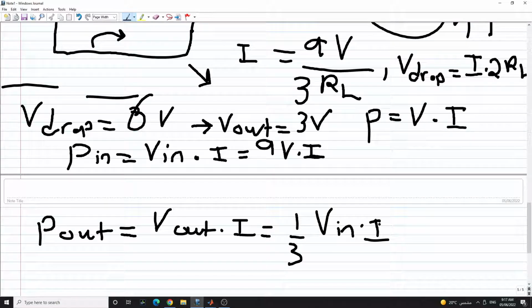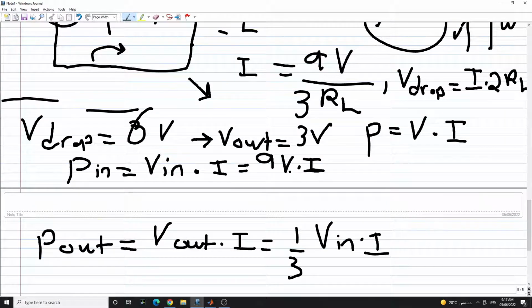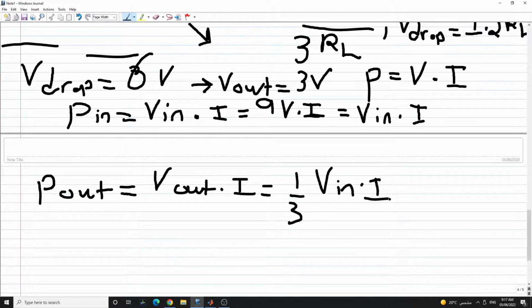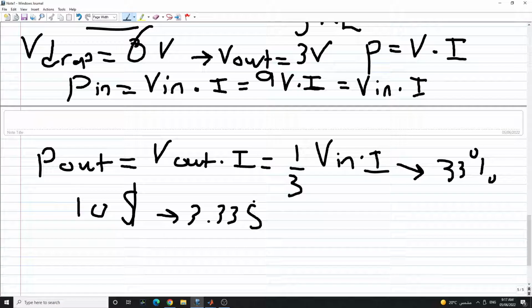And what this means is, the money we paid for here, which was 9 volts multiplied by the current, which I'm just going to call V in multiplied by the current, we're only utilizing 33% of it. So if we're paying $10, for example, we're only getting $3.33 out of our money's worth, basically. And this is pretty bad.